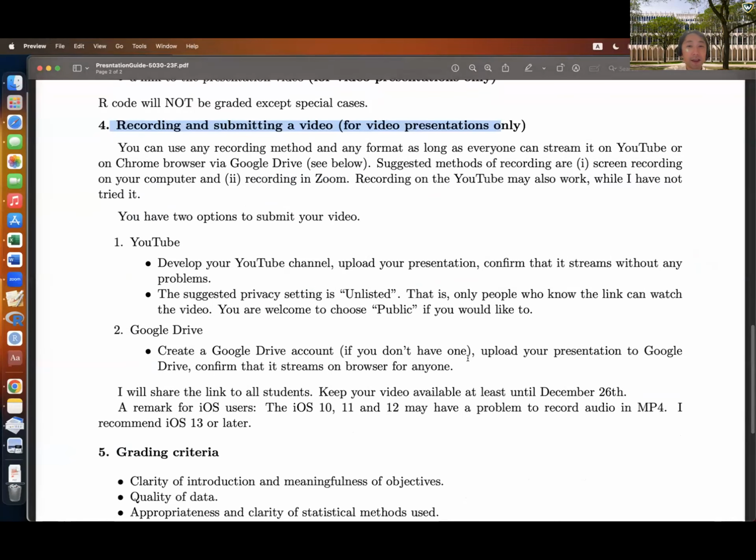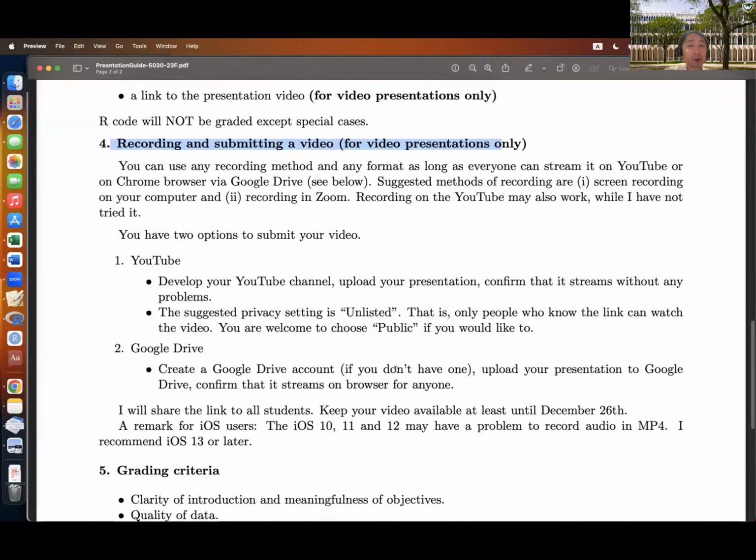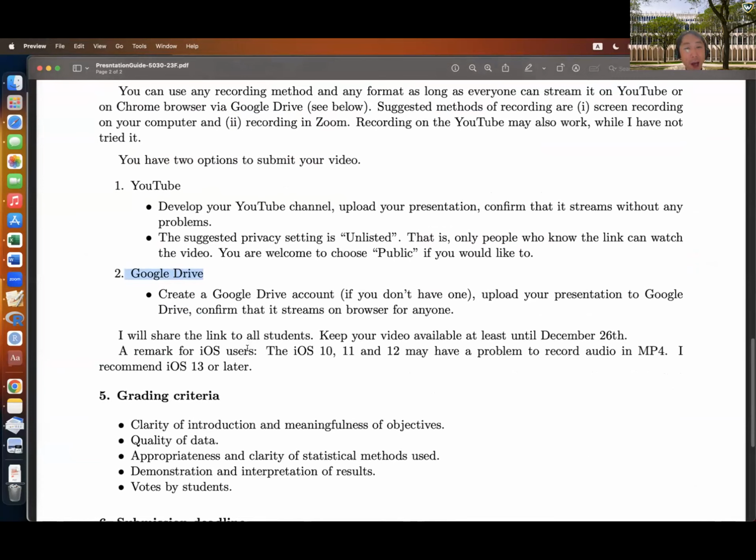So just see the format in detail. So basically, I will ask you to provide the link to your YouTube channel or Google Drive. You don't really have to make it public, but you have to provide a link so that everyone who clicks the link can see your video.